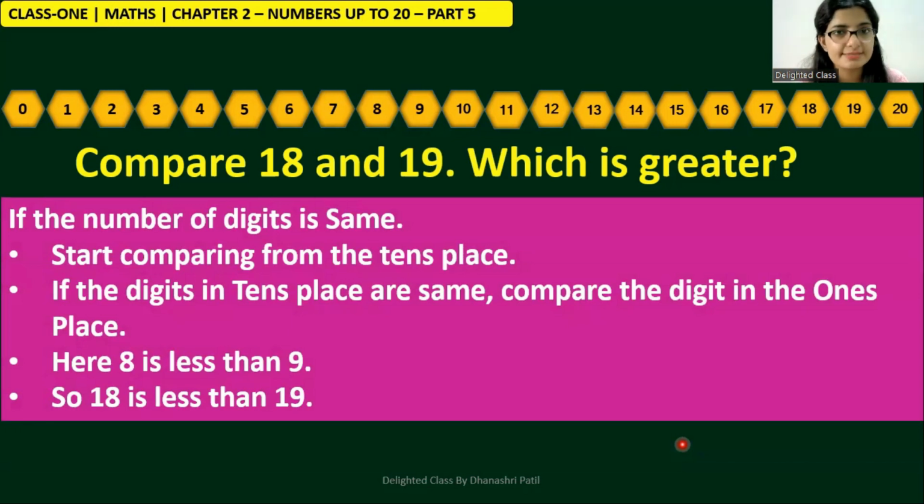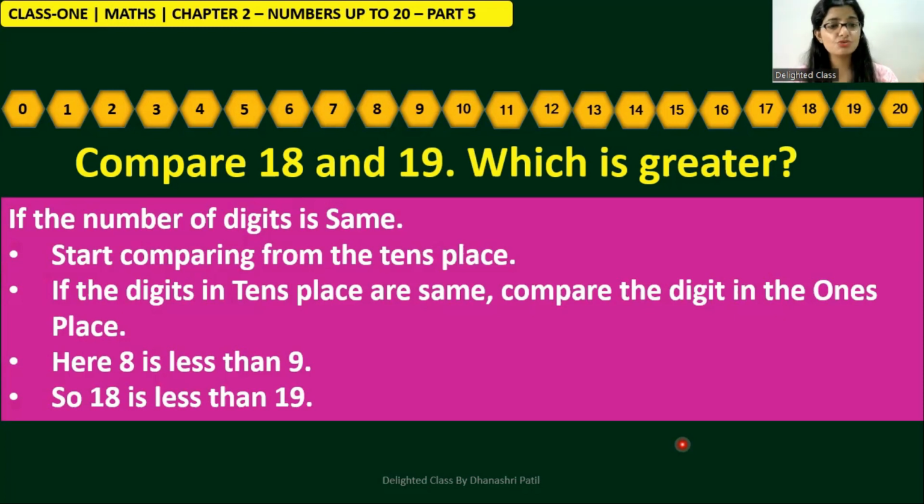Start comparing from tens place. पहले तो देखो tens place पे कौन सा नंबर है, तो दोनों नंबर में 18 and 19 में which is on the tens place? करेक्ट, नंबर 1 ही है, मतलब दोनों में सेम है ना? नाउ if the digits in the tens place are same, then compare the digit on the ones place. अगर tens place का digit सेम है तो हम ones place के digit पे जाएंगे.